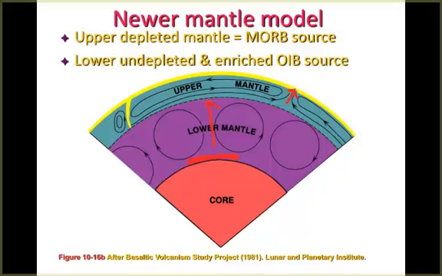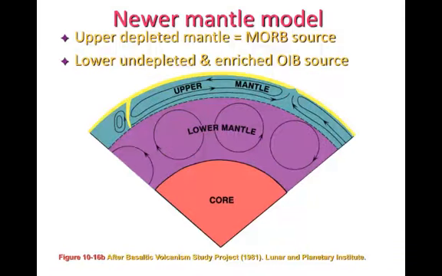This depletion is a chemical depletion, whereby you're removing some of the trace elements in the uppermost mantle by partially melting the upper mantle, and the lower mantle remains relatively undepleted. And so it's more enriched in those trace elements for the hotspot basalts.